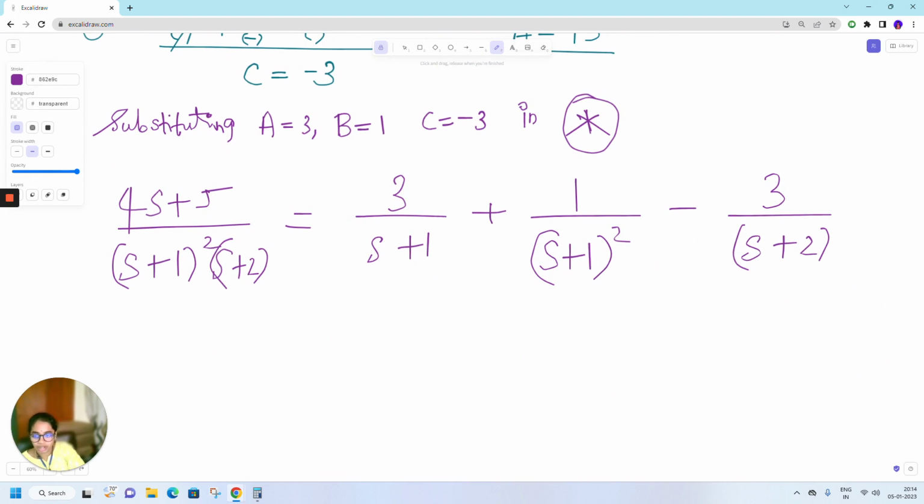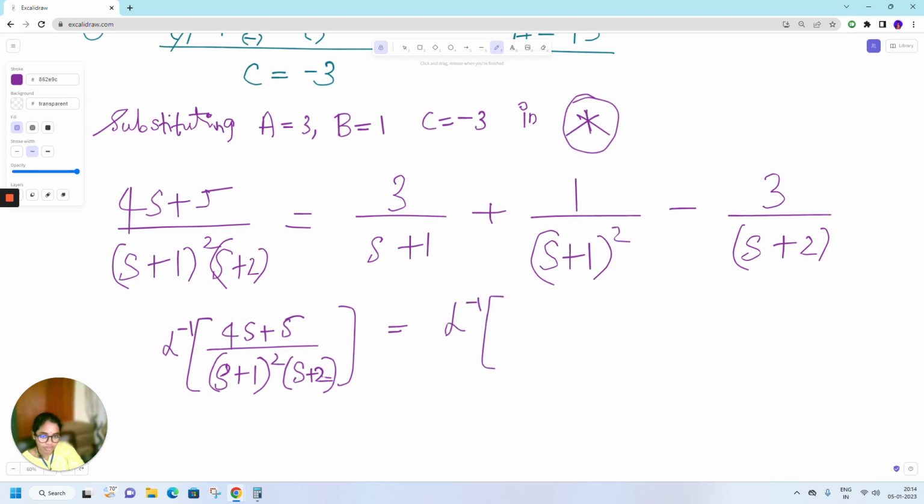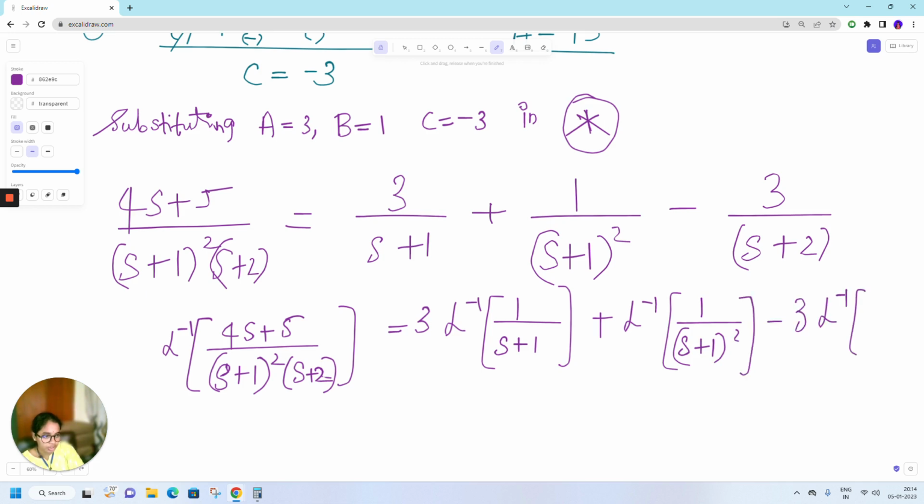Let me write down Laplace inverse of (4s plus 5) divided by (s plus 1) the whole square into (s plus 2) is equal to Laplace inverse of, 3 is a constant, I'll write it out, 1 divided by s plus 1 plus Laplace inverse of 1 divided by (s plus 1) the whole square minus, 3 is a constant, Laplace inverse of 1 divided by s plus 2.